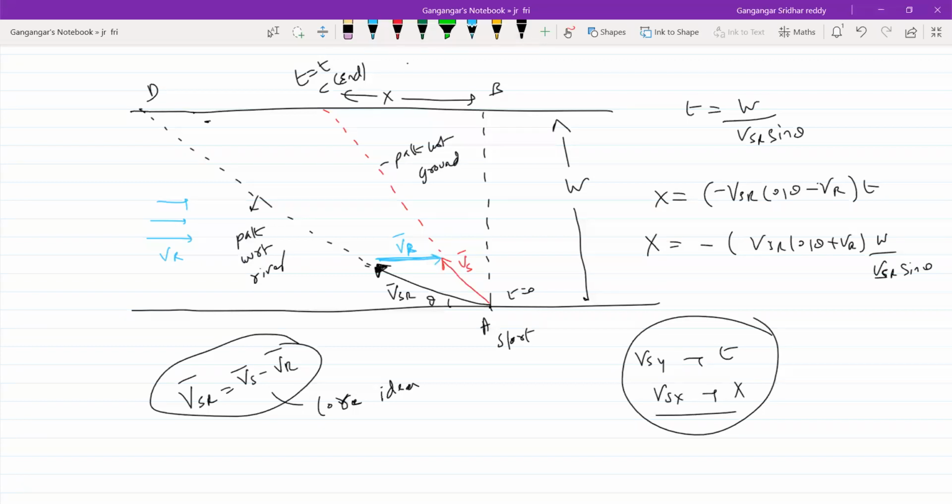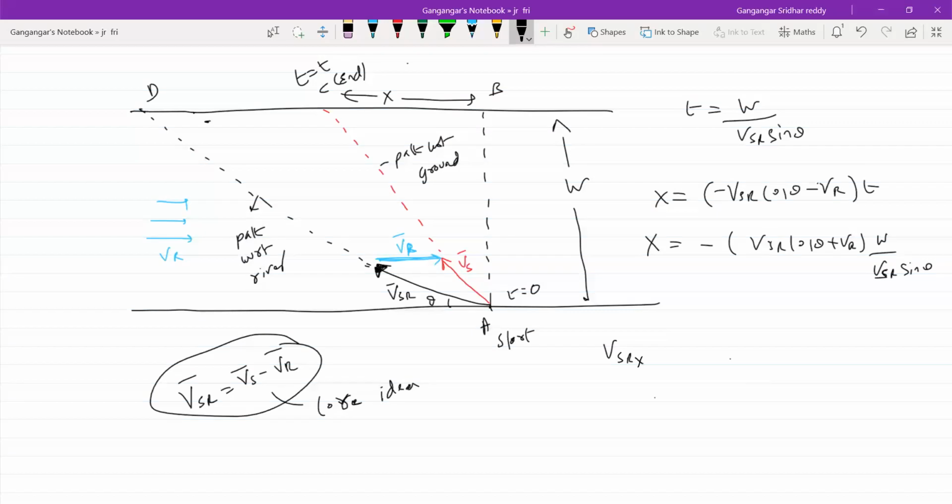Okay, so in books, what happened? It has become some sort of random. So shouldn't that be plus VR? I mean minus VSR cos theta plus. Instead of fighting with this, better go back and apply the formula. The best thing is go back to the formula. So what that formula says: VSRX equals VSX minus VRX.